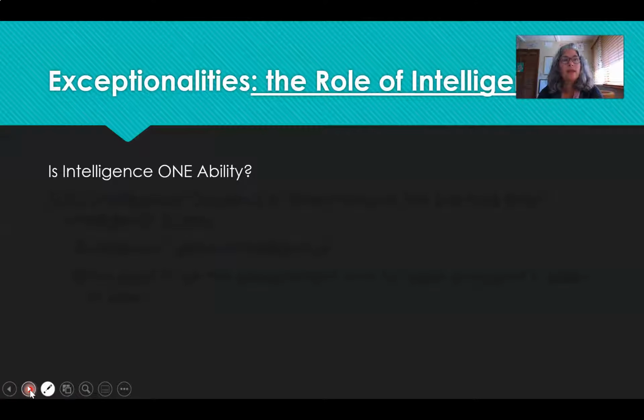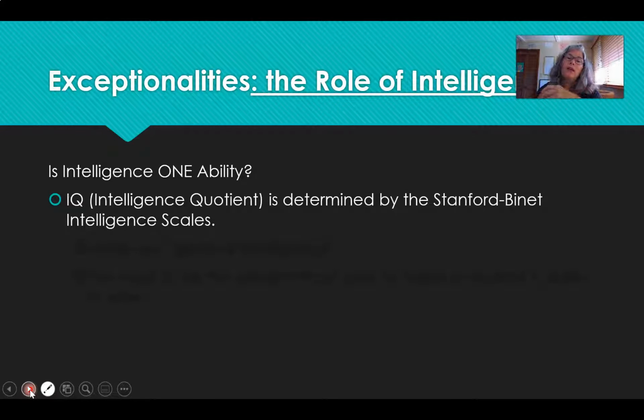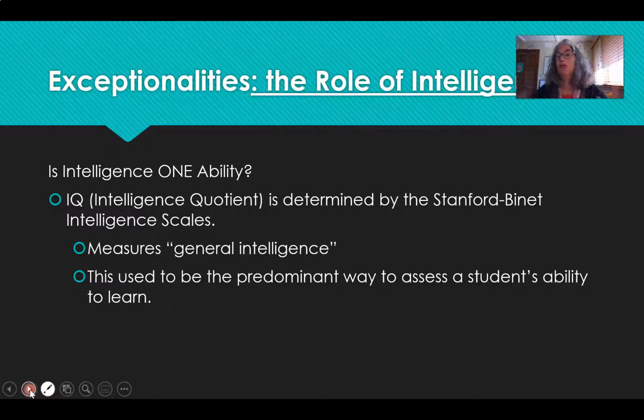While we're talking about exceptionalities, and I also mentioned gifted and talented students, it's important to understand what is intelligence, because that is one of the measures that we use to determine which students are gifted and talented. So is intelligence one ability, or is it a bunch of abilities? The typical model when we first started studying intelligence was the idea of IQ. IQ stands for intelligence quotient. It is one score, with the idea of intelligence being one ability. It's determined by an intelligence test called the Stanford-Binet Intelligence Scales. So it measures just your general intelligence.